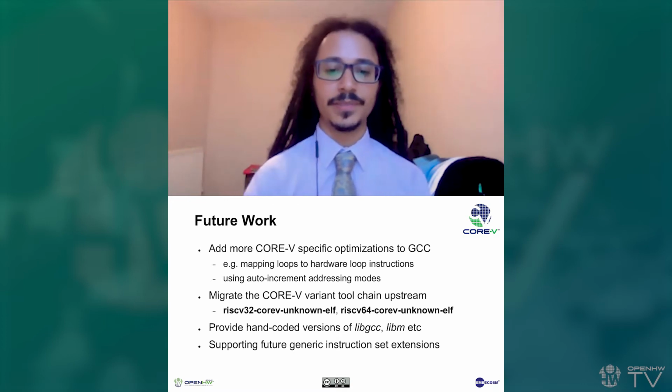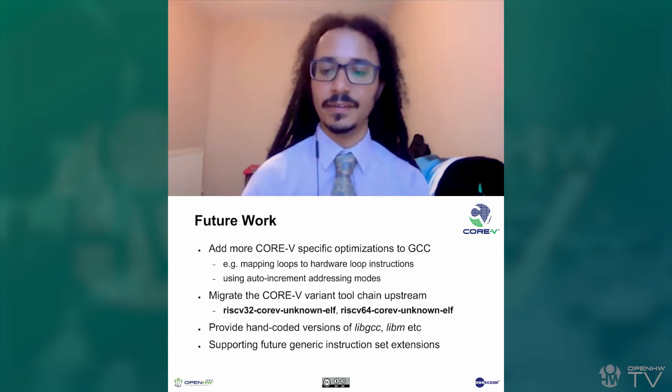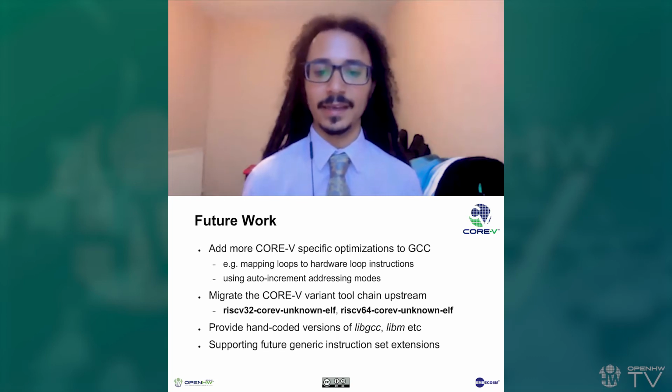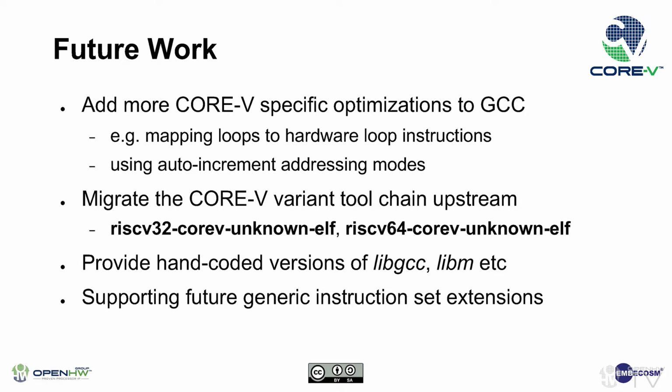There's also scope to hand code versions of the standard libraries so that they're optimized specifically for Core-V. And an advantage of the open hardware group is we have both hardware and software toolchain expertise, and we intend to make it easy to add new generic instruction set extensions to Core-V. So with that collaboration, we can make it easy for people to add these instructions as they wish.